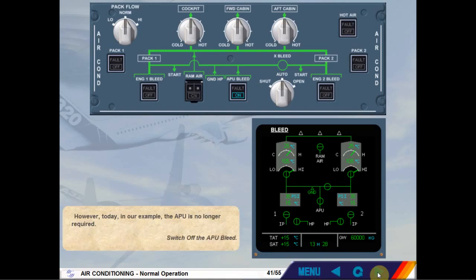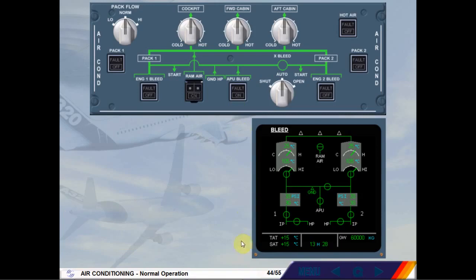Switch off the APU bleed. When the APU bleed push-button switch is selected off, both engine bleed valves open, supplying the packs with bleed air. The APU bleed and cross-bleed valves close, and the link lines disappear.